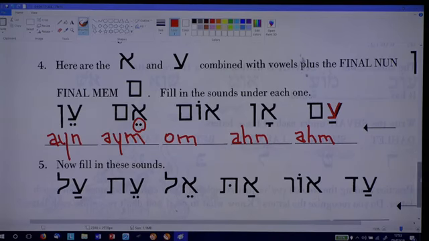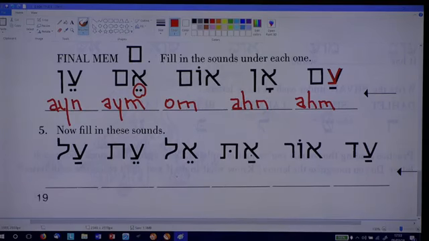And then it gives you another part of the exercise on 5, and you're supposed to fill in the sounds, and this would be odd. We would spell that in English, right? The word odd, but this is how it's spelled in Hebrew. Odd. And this is or, light, okay? And that is O-R.